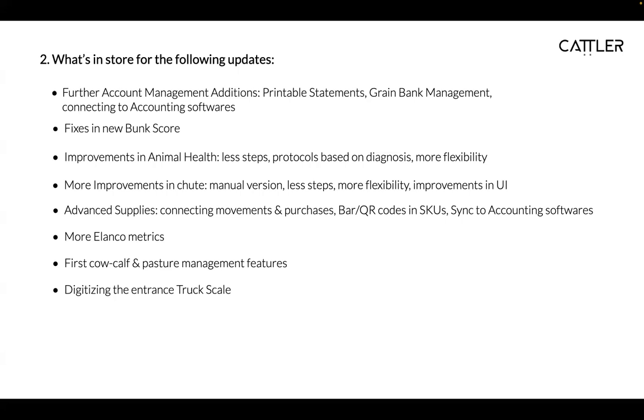More Elancometrics, we have a minimal version today, but there's low-hanging fruit there in the ability to create more Elancometrics. That depends more on the user interface, because all the features are there, the data is there. It's just that we are not exposing it. And the first cow, calf, and pasture management features, that's a big thing that is coming before the year ends.